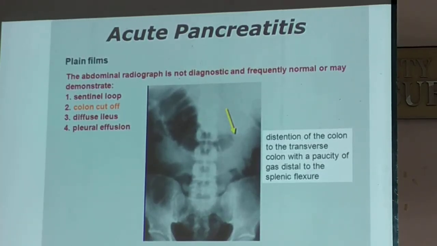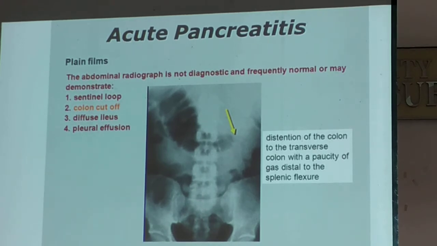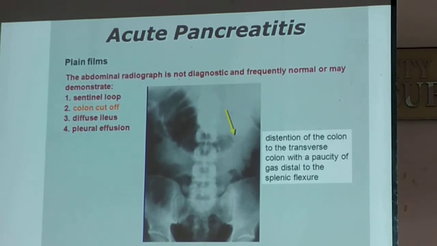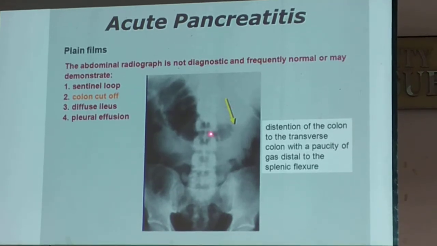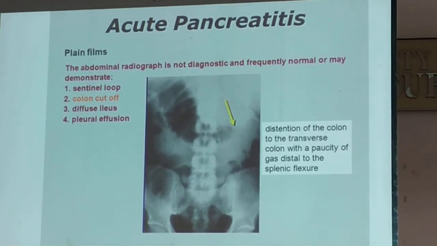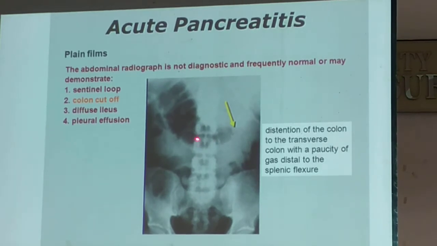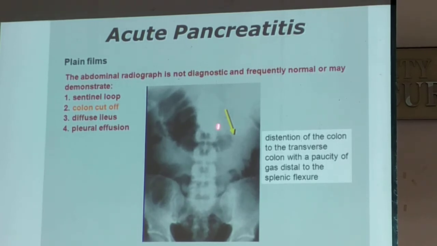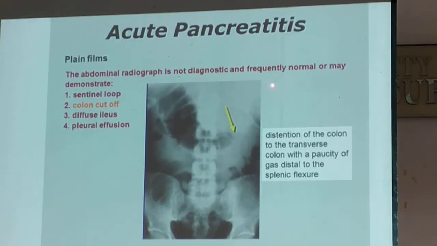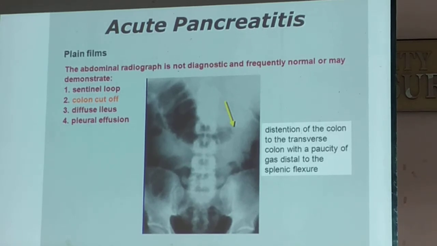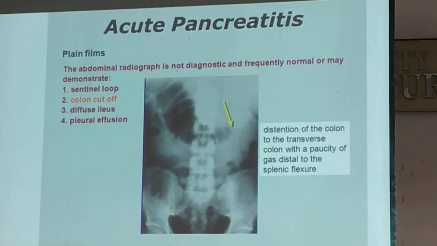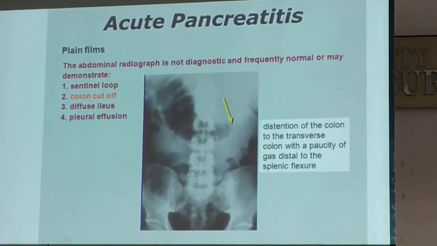So, as I said, there would be other different signs that would be associated with pancreatitis. One would be sentinel loop, inverted U, and then this one is the colon cut-off sign. So, this could be your transverse colon, and as you can see, there is a cut-off. Hindi na siya tumuloy hanggang papuntang splenic flexure. But again, this is not a pathognomonic sign of acute pancreatitis.